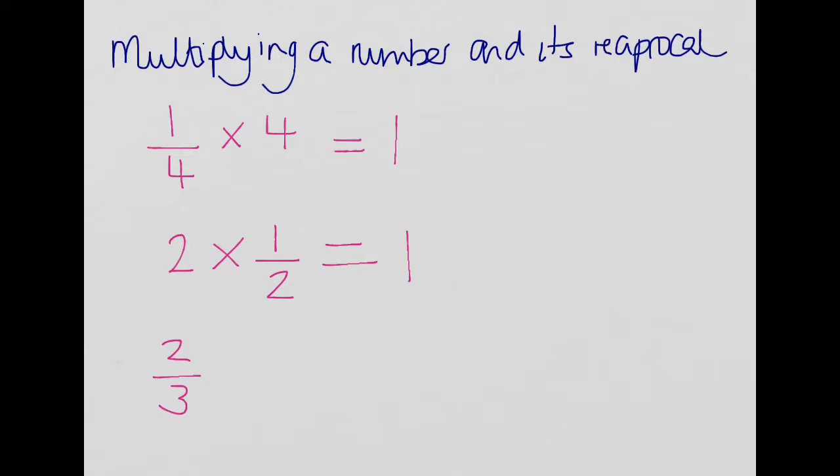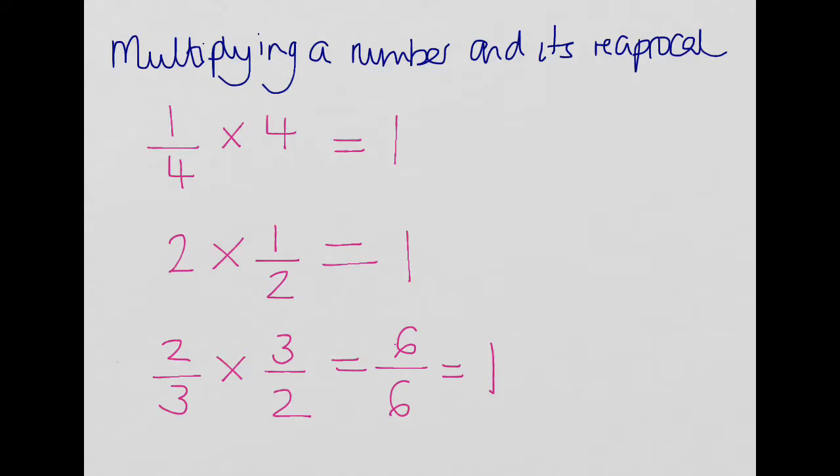2/3. What's the reciprocal of 2/3? The reciprocal of 2/3 is, did you get that right? 3/2. So if multiplying fractions, 2 times 3 is 6. 3 times 2 is 6. 6 out of 6, that's 1 whole. What do you notice? What have you just noticed when you multiply a number and its reciprocal?